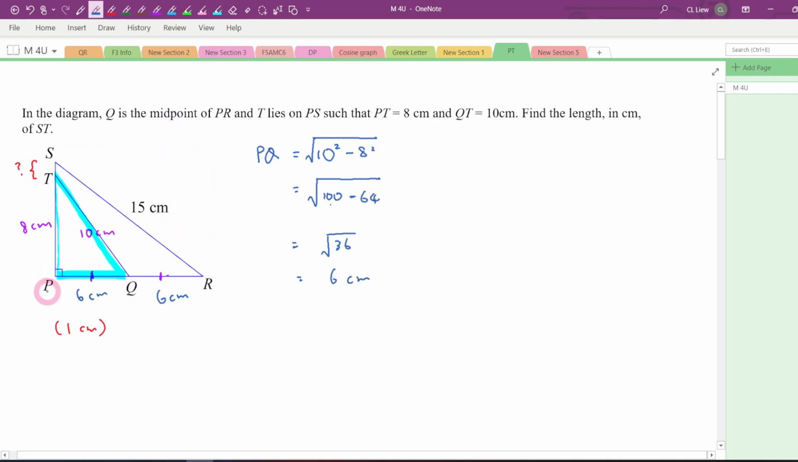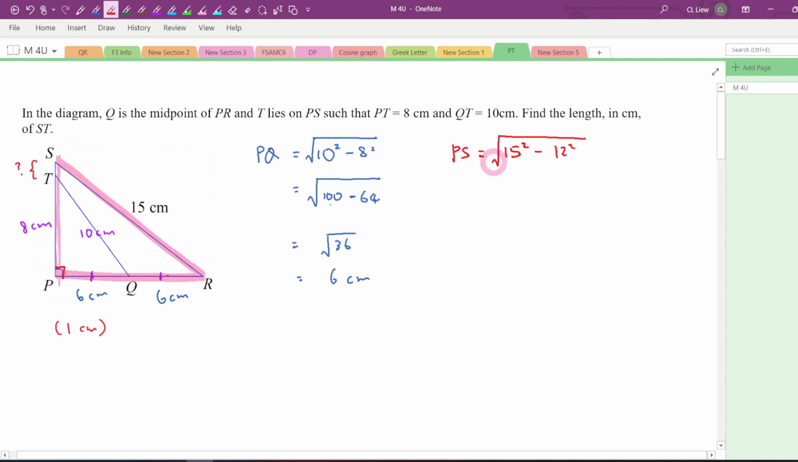Okay, now we have the length here, we have the length here. We can use the length here and here to help us get the length of PS. Now forget about this one. Focus on the bigger right angle triangle. Okay, now ask yourself, I want to find the side length of SP, short or long? Right angle is over here, so this is long, short, and short. Now I want to find SP, short, right? Minus. 15 square minus 12 square.